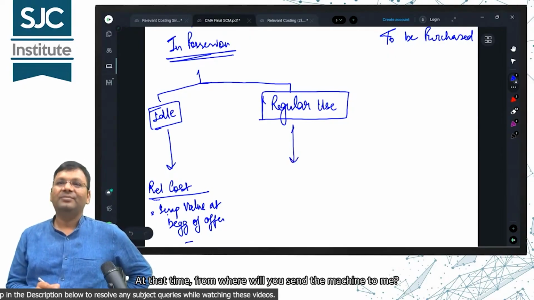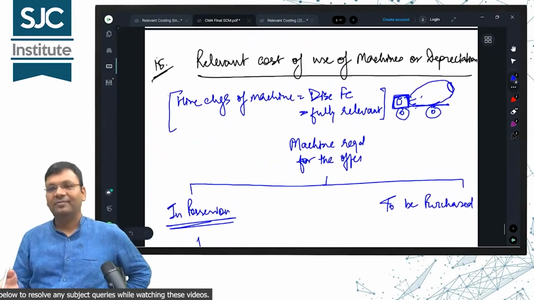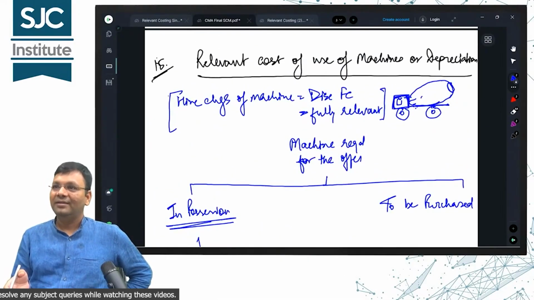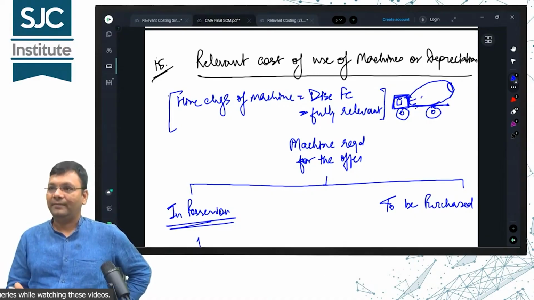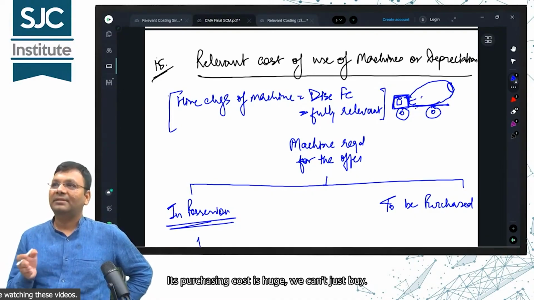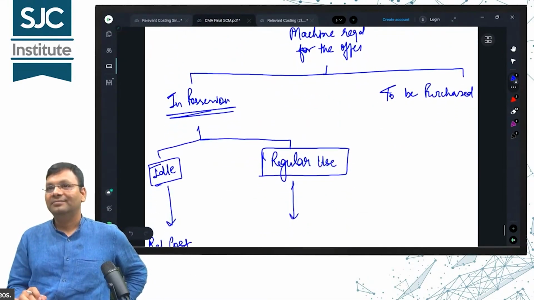At that time, from where will you send the machine to me? You are saying you will buy one and send. Really? We are not talking about a cycle. Is this some kind of joke that we will buy a new one? It's not like buying vegetables. This is different. Its purchasing cost is huge. We can't just buy. How will my work be done at site?